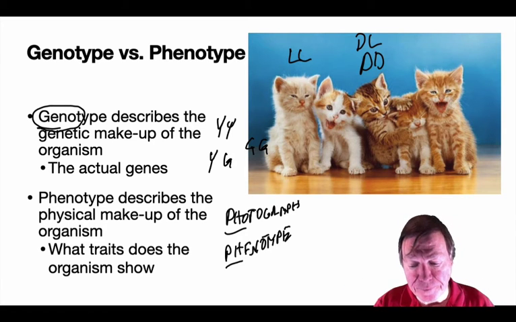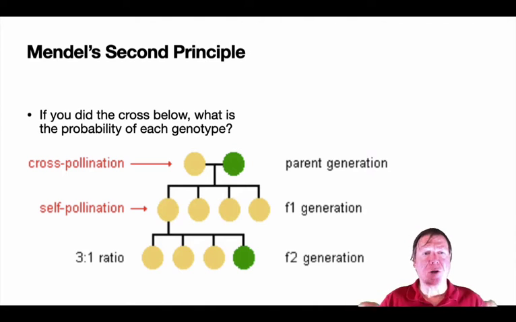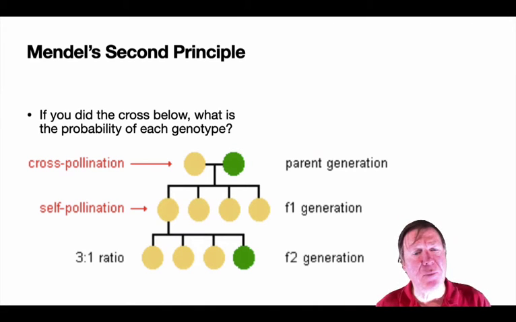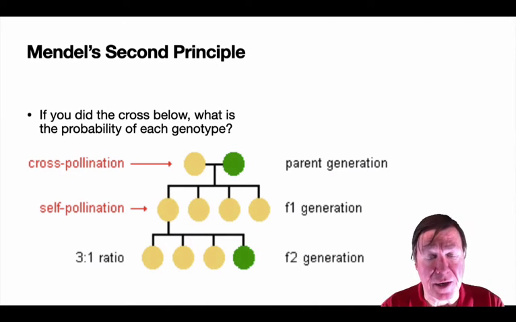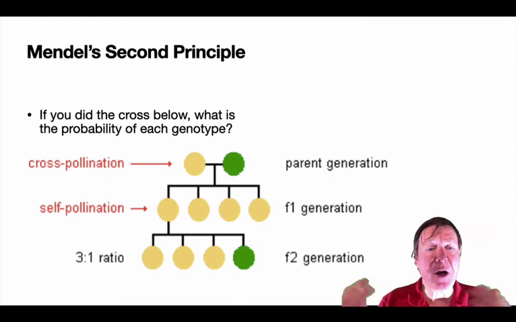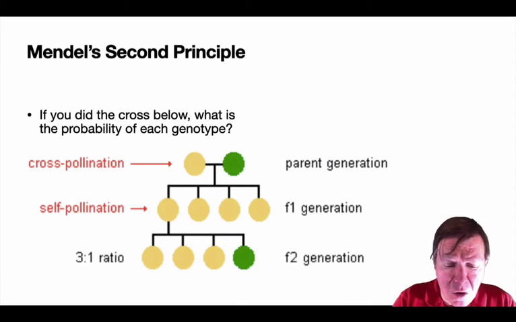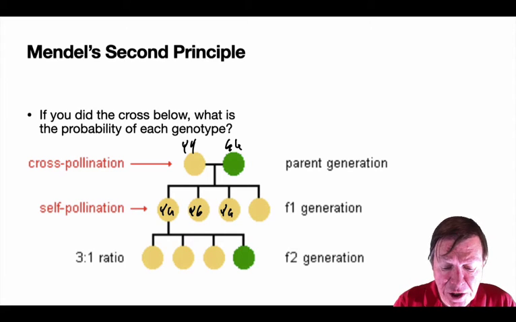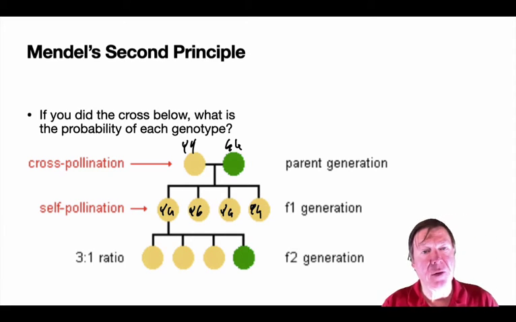is the genes. So let's go back to Gregor Mendel's second principle. All right, and first, technically. If we have the cross here, we know, like I said before, that this is YY and this is GG. We all know that this is YG, this is YG, this is YG, and this is YG. How do I know that? Because they had to get a Y from one parent.